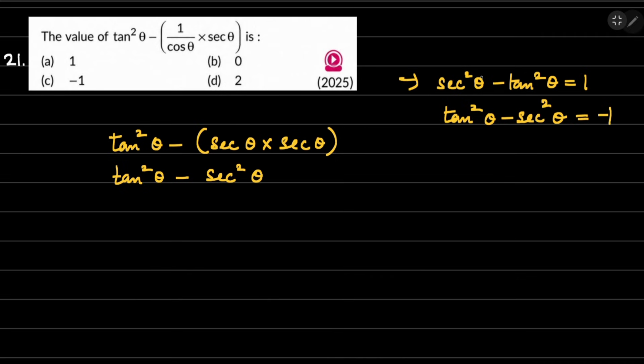Remember this identity: secant square is equal to 1 plus tan square theta. You can remember these identities in any form you want to. Secant square minus tan square equal to 1. Similarly, cosecant square minus cot square is also equal to 1. So here we are asked tan square minus secant square. This is equal to minus 1, and that's your answer. Option number C is the correct answer. Important, please make a note of it. Let's move on to the next question.